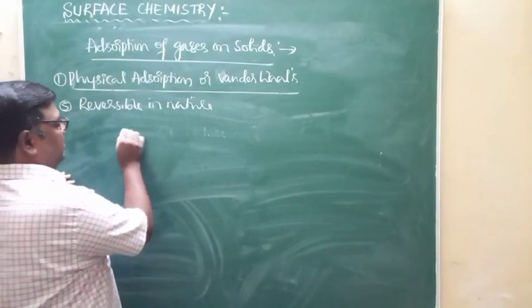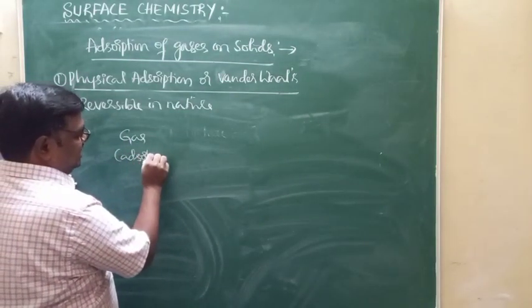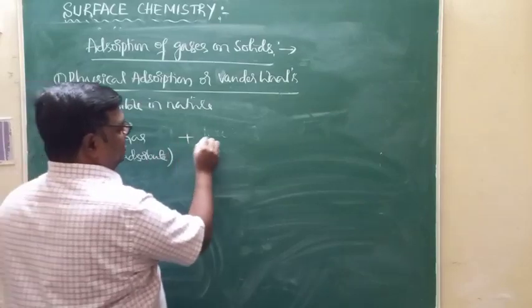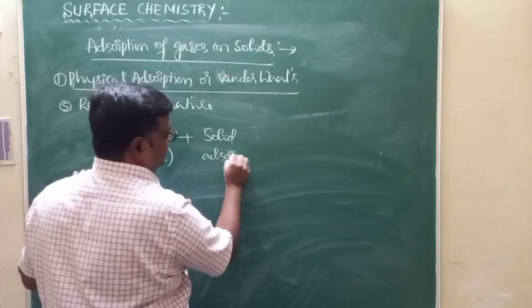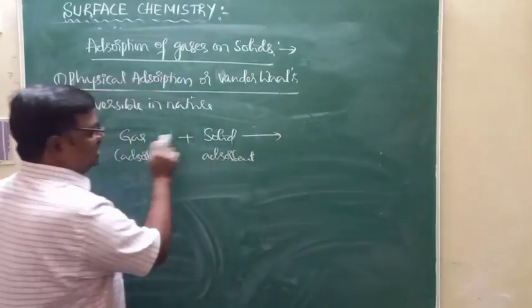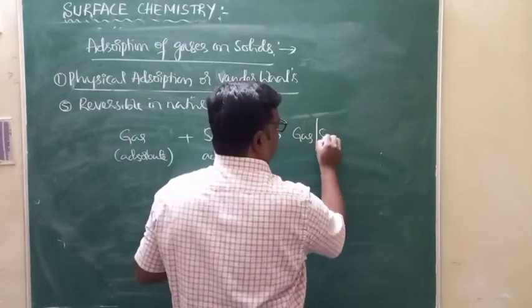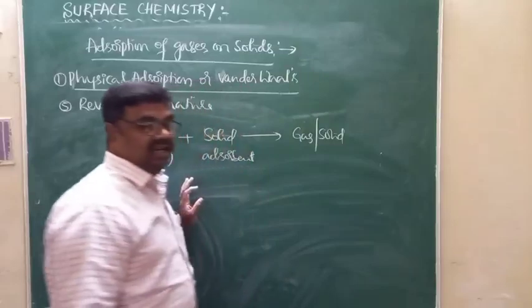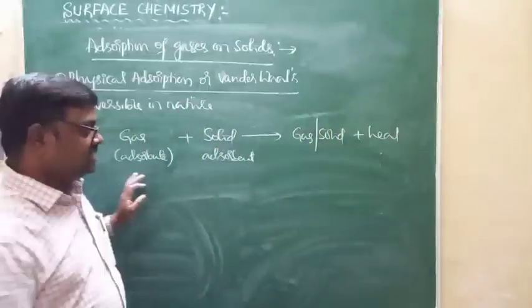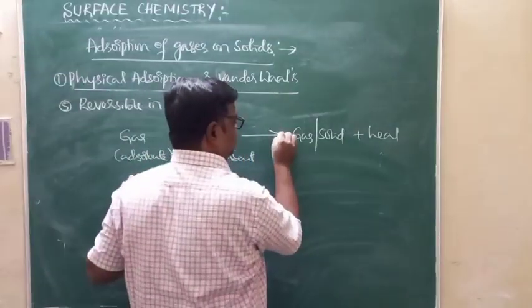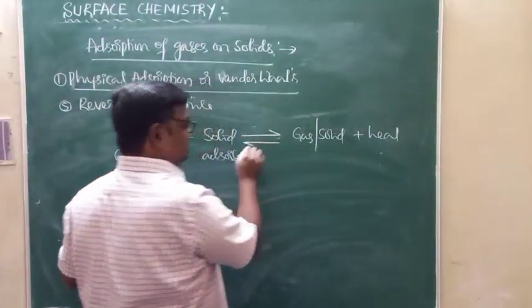For example, consider a gas as the adsorbate over a solid, which is the adsorbent. When gas is adsorbed on the surface of the solid, we get a gas-solid interface, and heat is liberated during adsorption. The forward process is exothermic, and this process is reversible.